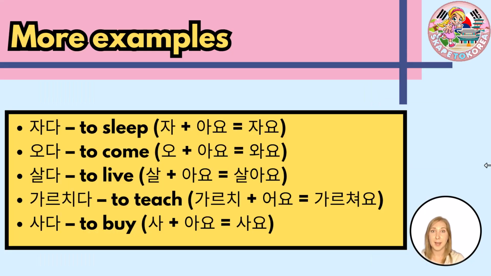So we've got tada, to sleep. So ta, the verb stem, ends in a, so we're adding ayo and those two combine, so it becomes tayo. Oda, to come, we've had, so o plus ayo, wayo. Yeah, it's a complex vowel wa, so wayo.